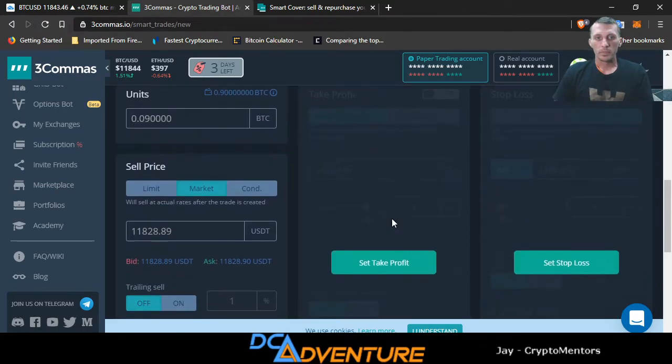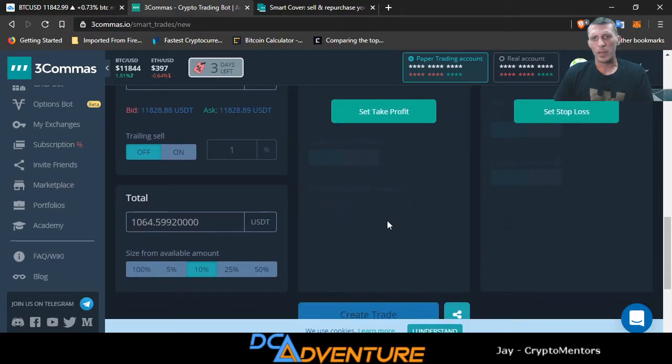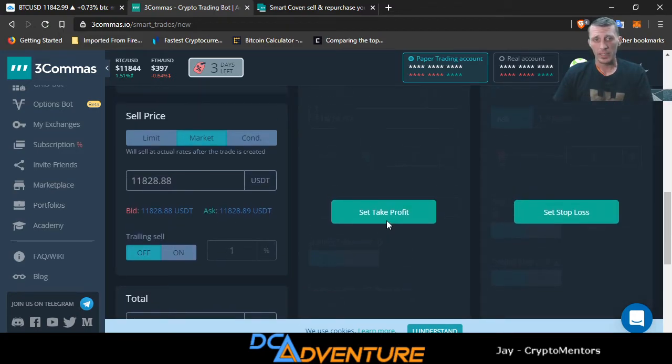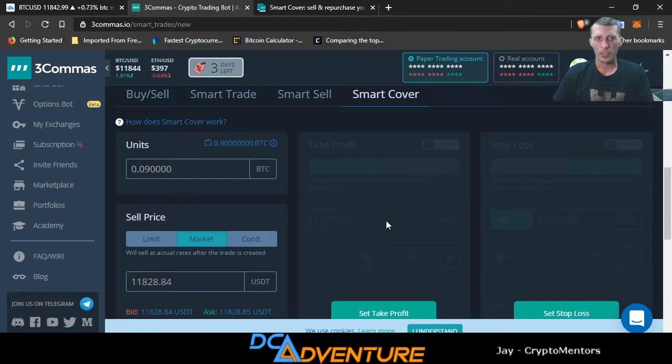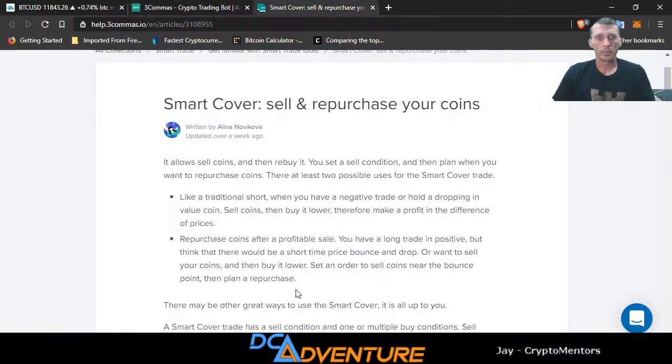Smart cover. This is basically to sell coins you own and then rebuy at a lower price, which I don't ever use. Smart cover is kind of complicated to use. We can go over here. Whoop, I have it right here. It allows you to sell coins and then rebuy them. You set a sell condition and then plan when you want to repurchase coins.